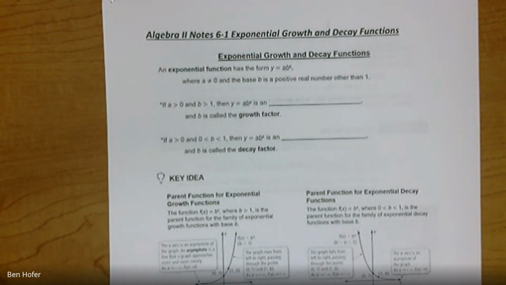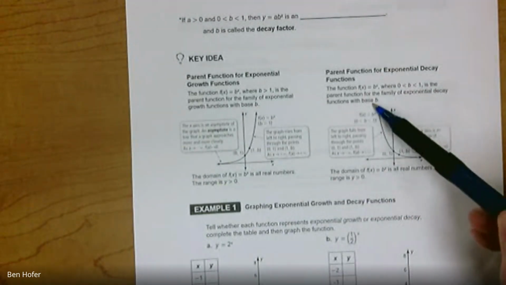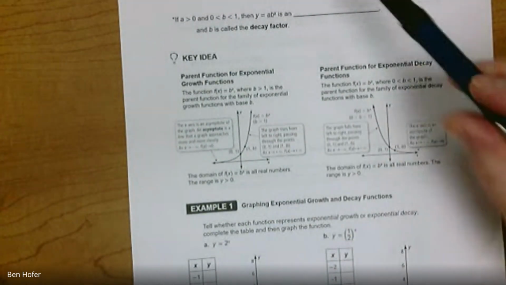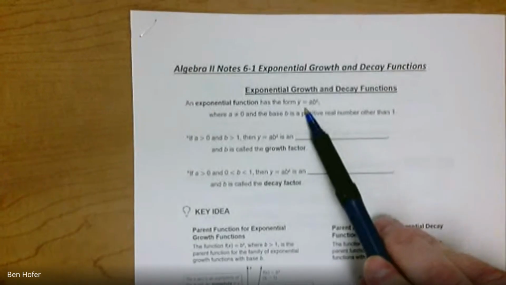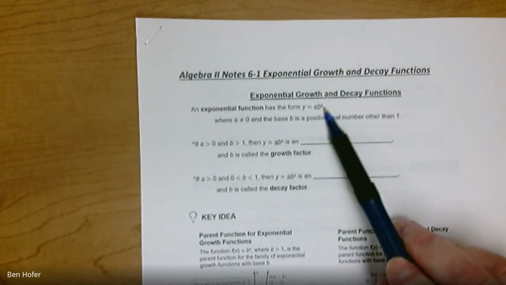Exponential growth, we see exponential growth here, right? This would be exponential decay, right? So growth goes up, decay comes down. So an exponential growth function has this form right here, y equals a times b to the x power.